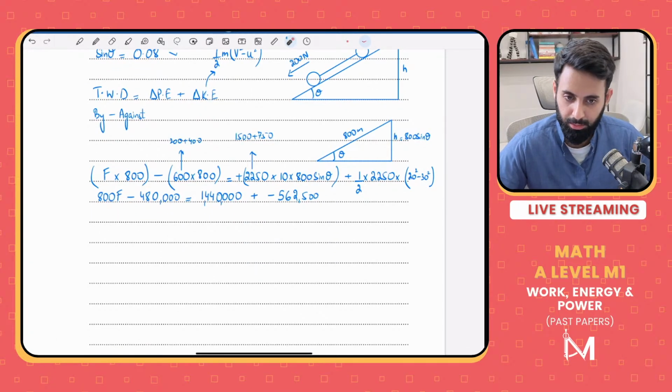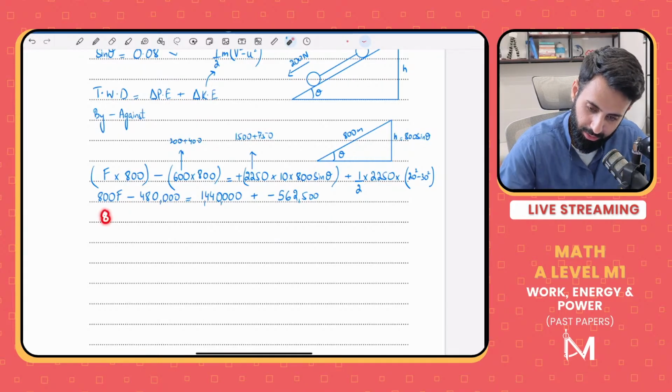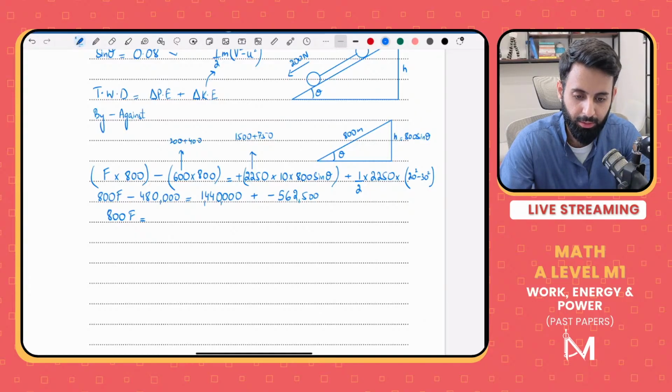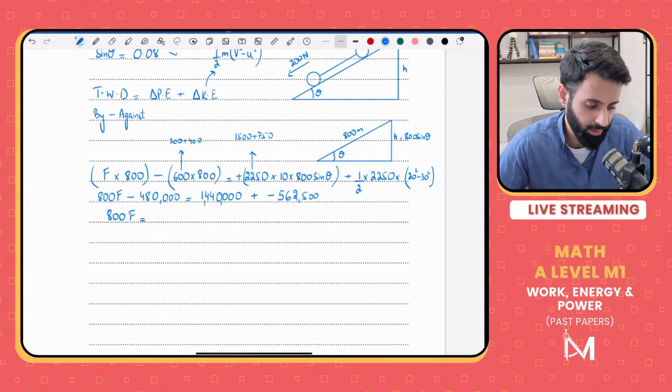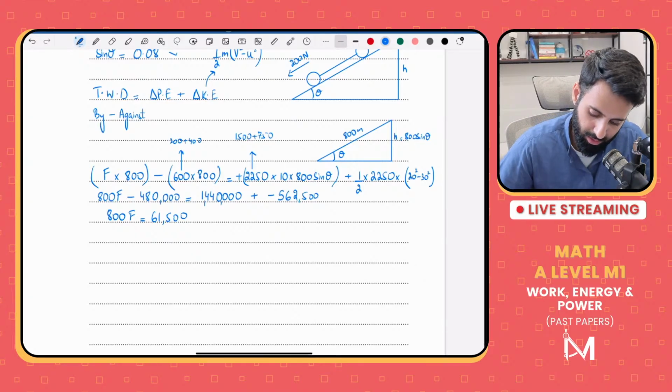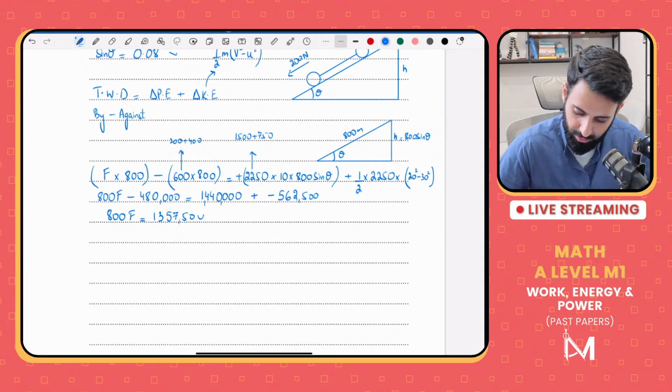Okay, so we're there. All you have to do is work this out. Let's see what we get. So 800F is equal to 1,440,000 minus 562,500 plus 480,000. Let me just double check. No, wait a minute. Sorry, that's incorrect. It's equal to 1,357,500. Okay, so be careful with these calculations.